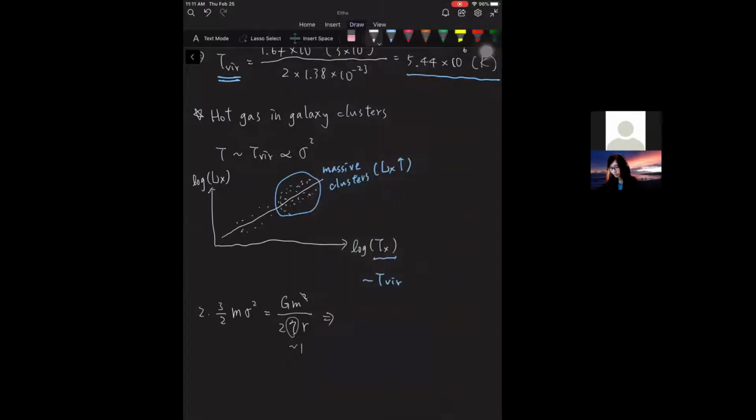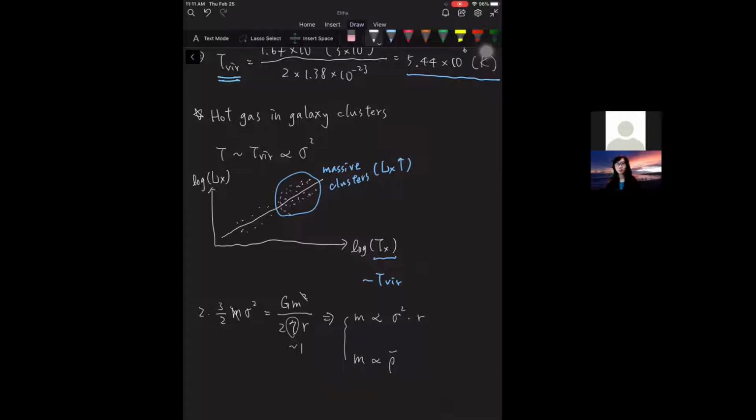With this virial equation, we can cancel out one of the masses. So we can see that the mass is proportional to sigma squared times r. I believe you're already familiar with this. And also, let's consider that the mass is also proportional to the average density for this cluster.